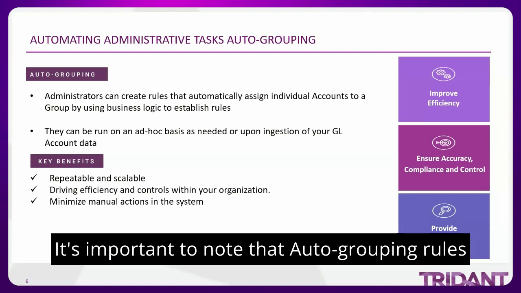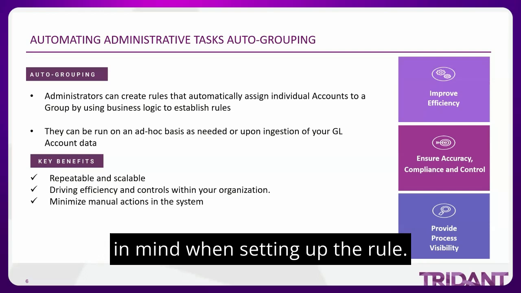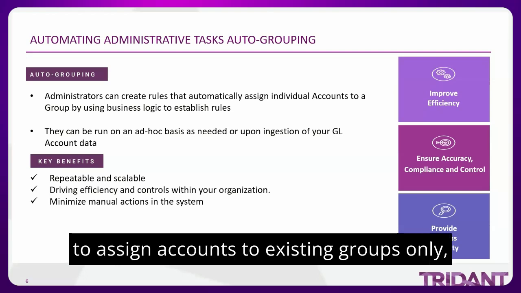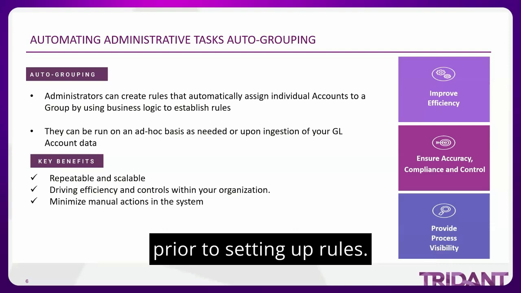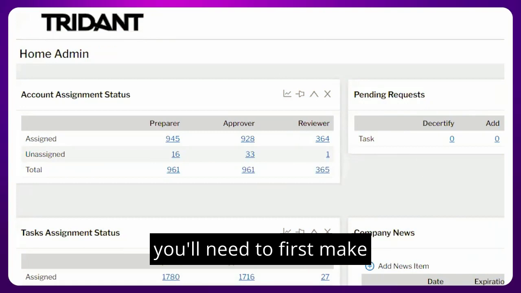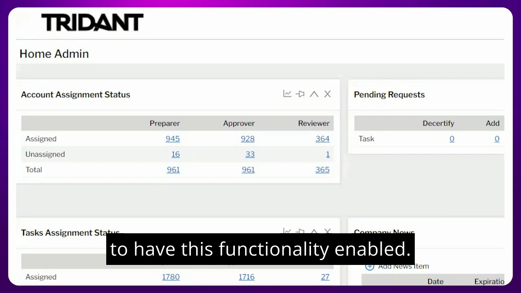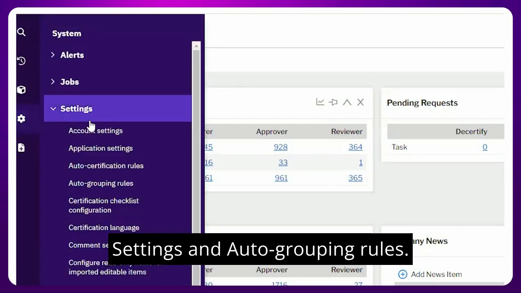It's important to know that auto grouping rules run in a specific order, so keep this in mind when setting up the rule. Also note that the rule can be used to assign accounts to existing groups only, so you'll need to create the group first prior to setting up rules. To utilize auto grouping rules, you'll need to first make a request to BlackLine support via your support portal to have this functionality enabled. Once enabled, we can navigate to Settings and Auto Grouping Rules.